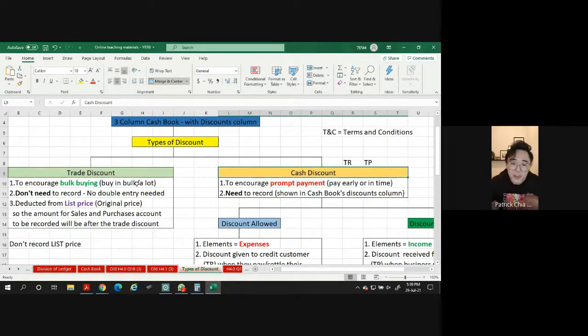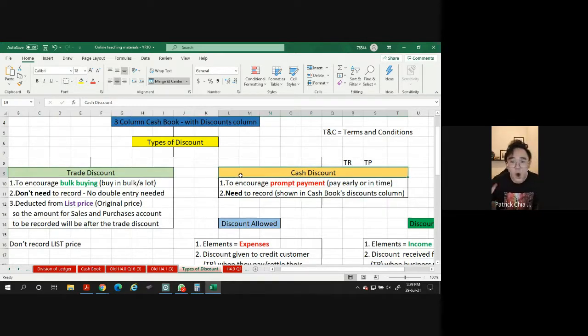Whereas trade discount, there's no money involved here. They're just telling you that if you buy more, I give you a cheaper price. This is something like people go to Pasar Malam and nego. When they nego, it's like, give me cheaper a bit lah, I buy more, give me cheaper lah. You get what I mean? So that's called trade discount.